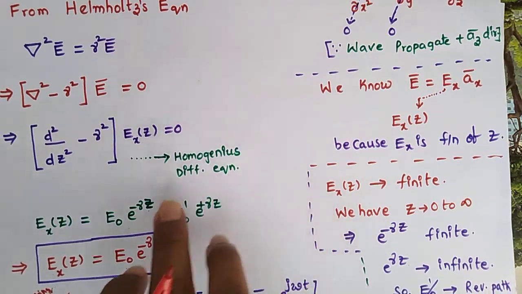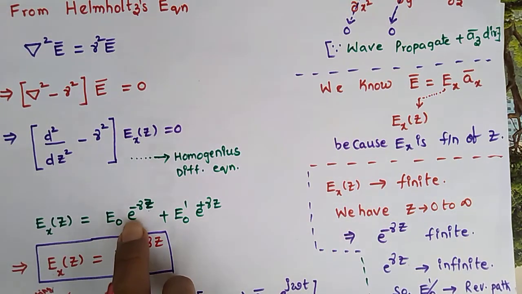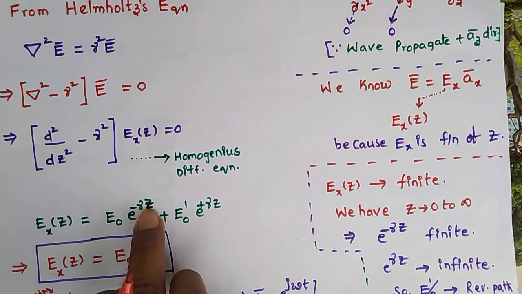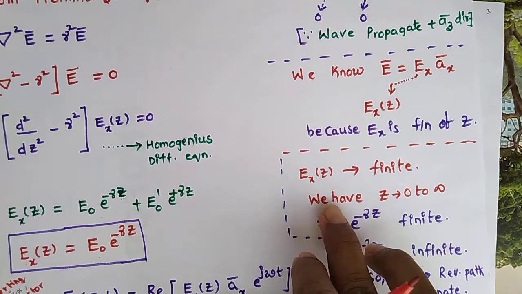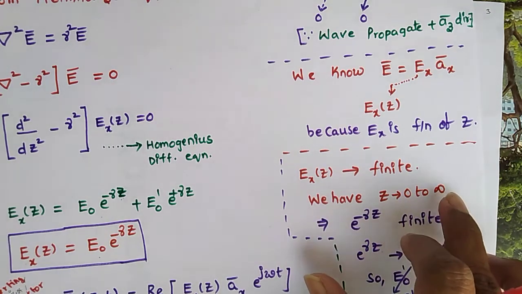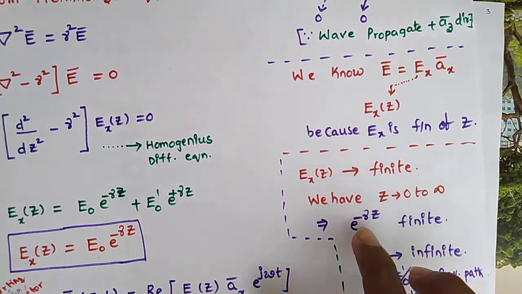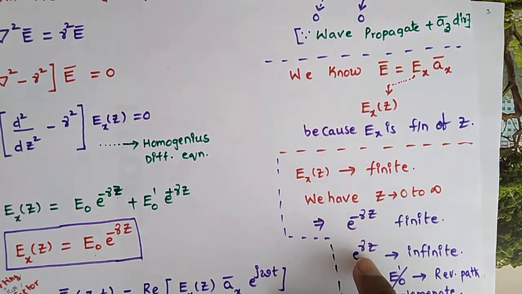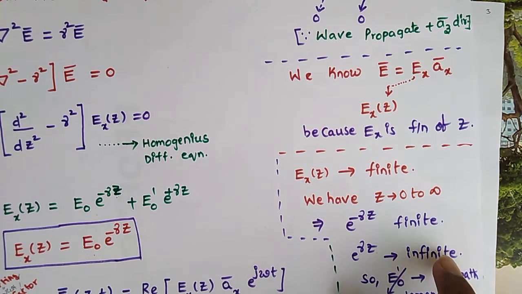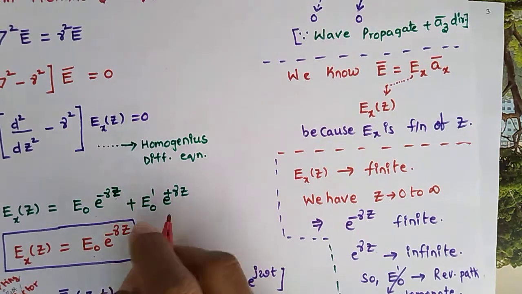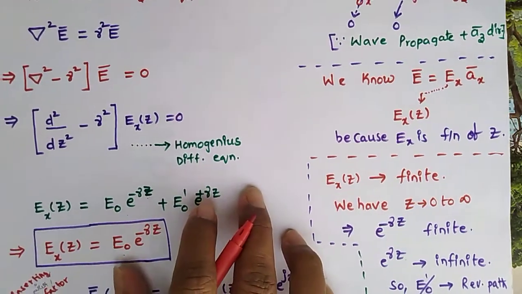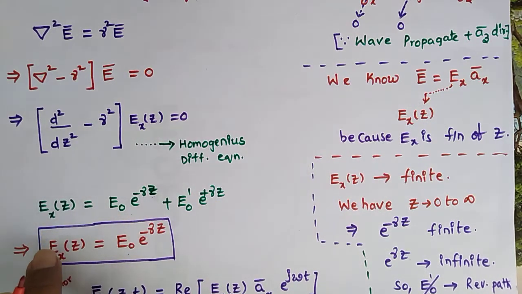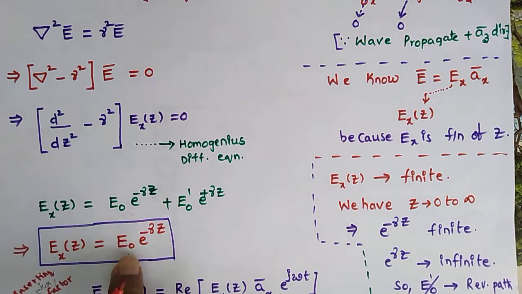Again, I am taking the E naught into e to the power of minus gamma z only. Why? Because my z is in the direction of positive. See here, my values of z are 0 to infinity. Whenever I substitute infinity, e power minus gamma z is finite, so e to the power of gamma z is infinite, undetermined. That's why I am removing this term. So my resultant field has only one term, E naught into e to the power of minus gamma z.